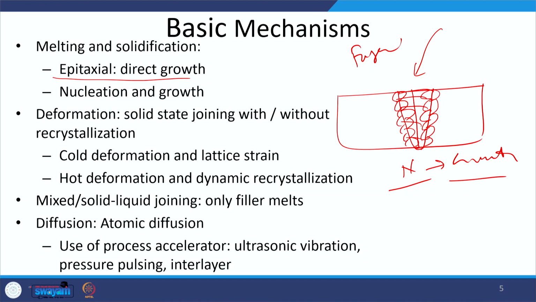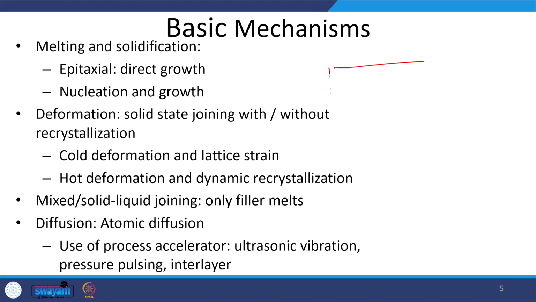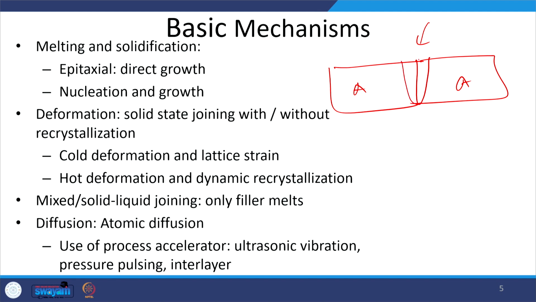But when we deal with different filler metals, like two components of the same metal being welded by a different filler metal, say B, for reducing the residual stresses a particular metal is used, or for achieving a particular combination of properties, like stainless steel, or nickel filler being used for mild steel or for cast iron welding. In that case, if a different filler is used, the solidification of the weld metal will certainly involve nucleation and then growth.